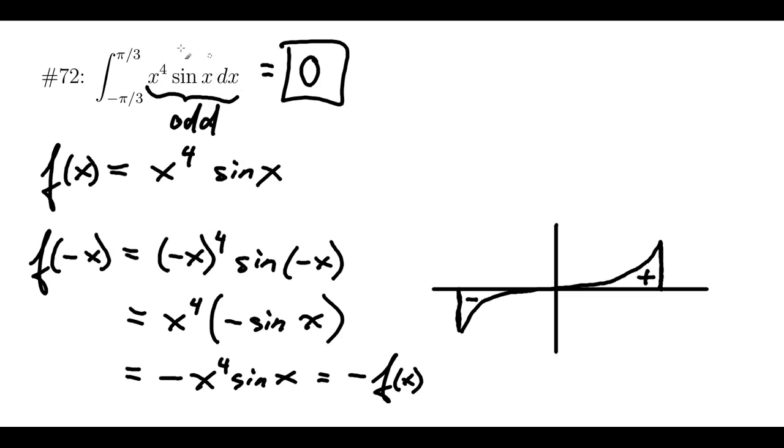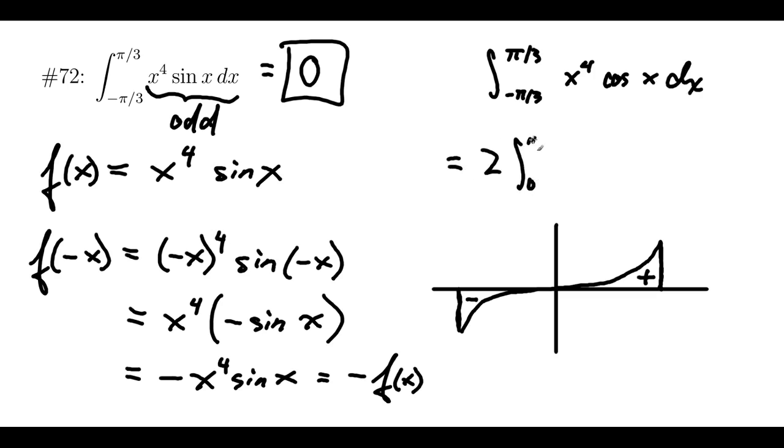And again, that's also only because of the type of symmetry, right? This is an odd function. If we had a similar problem, but with an even function, so maybe we had x to the fourth cosine x dx, then the best we could do is say that it is twice the integral from 0 to pi over 3 of that thing, which is helpful, but it still doesn't do it for us.